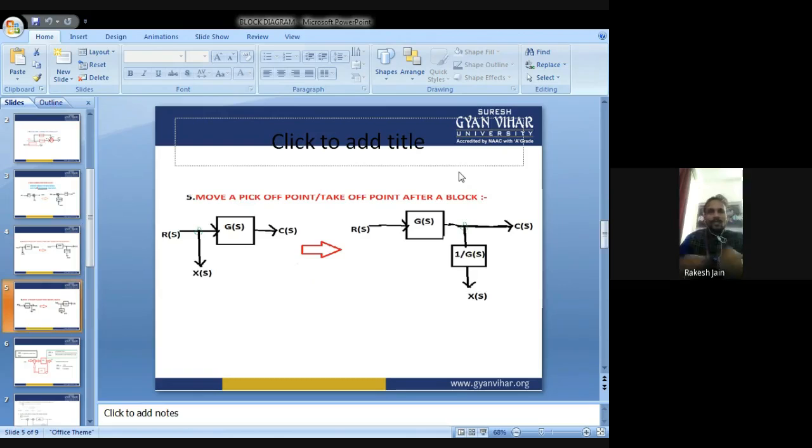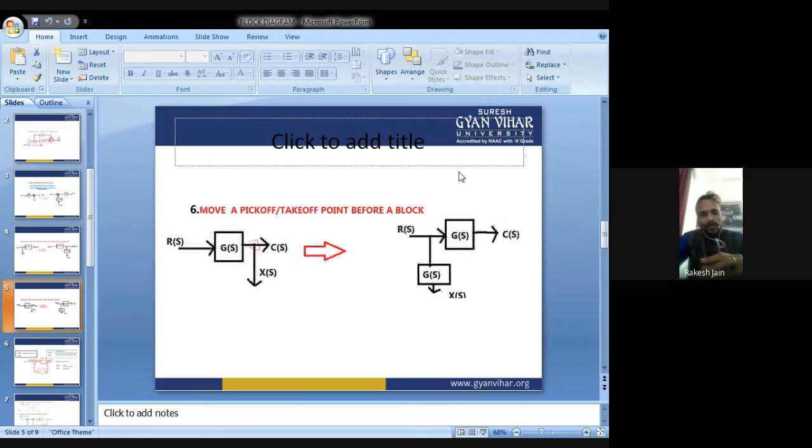Now the last one is to move a pick off point or take off point before a block. Similar to the last rule, the fifth rule, if we move the pick off point now before the block, then the gain of that block comes as it is with that take off point. So here RS is the input, CS is the output, GS is the gain of the block, and XS is that summing junction related gain.